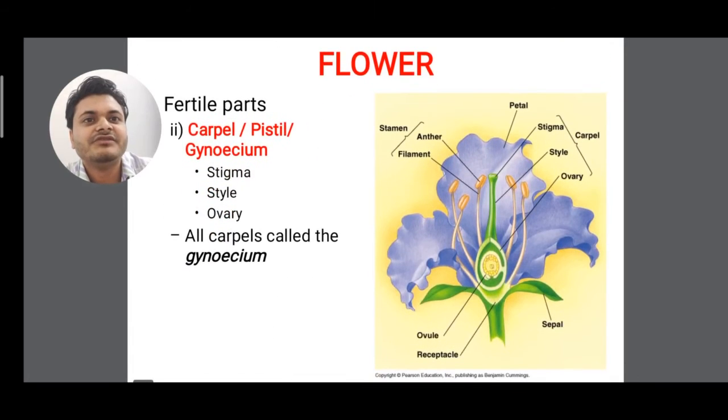Next, you can see the fertile parts. Again, the female part of the flower is the pistil, or carpel, or gynoecium. It comprises stigma, style and ovary, and all carpels are also called gynoecium. Clear? As I have said, you can see which one is stigma, which one is style, and which one is ovary.